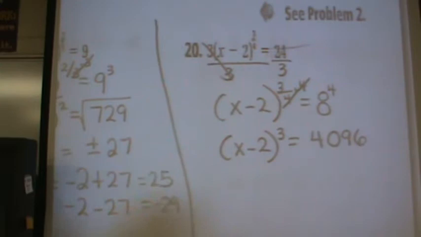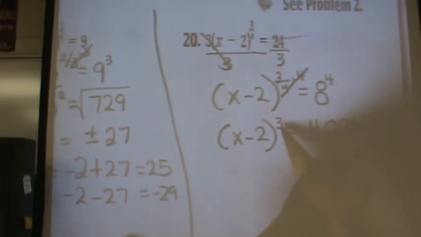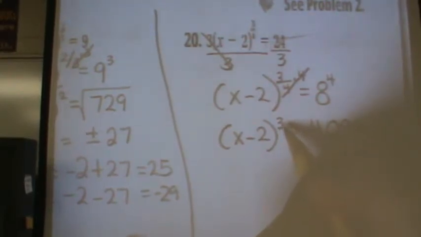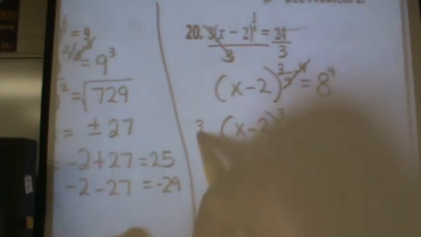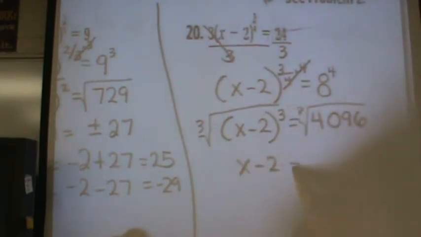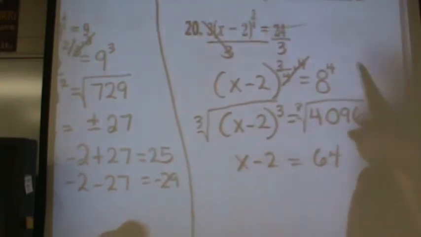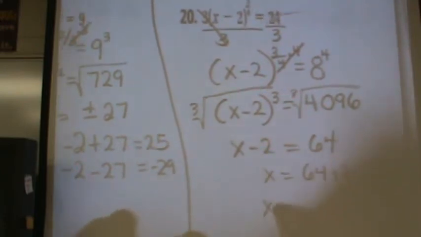Use a calculator. Now, how many answers am I gonna get? 1, because the power is odd. Okay, so now what? Take the third root of both sides. What's the cube root of 4,096? 64. And now what are you gonna do? Plus 2 on each side, that's the answer. X equals 66.